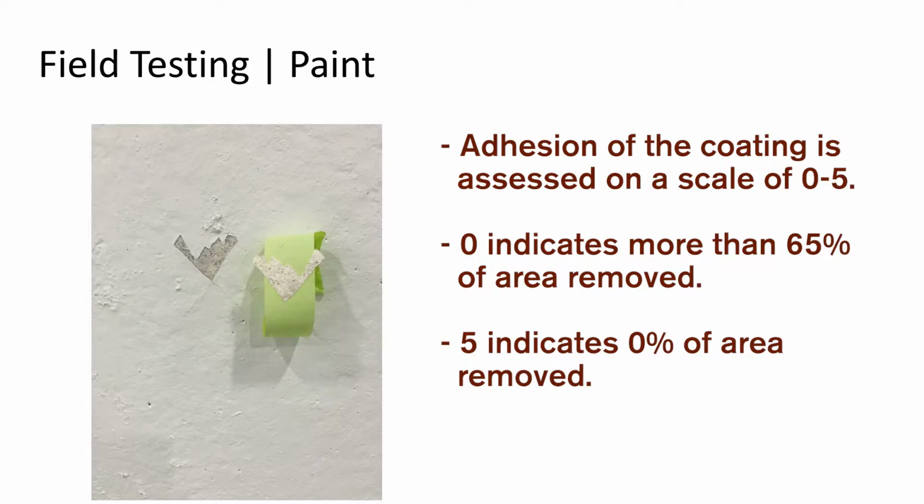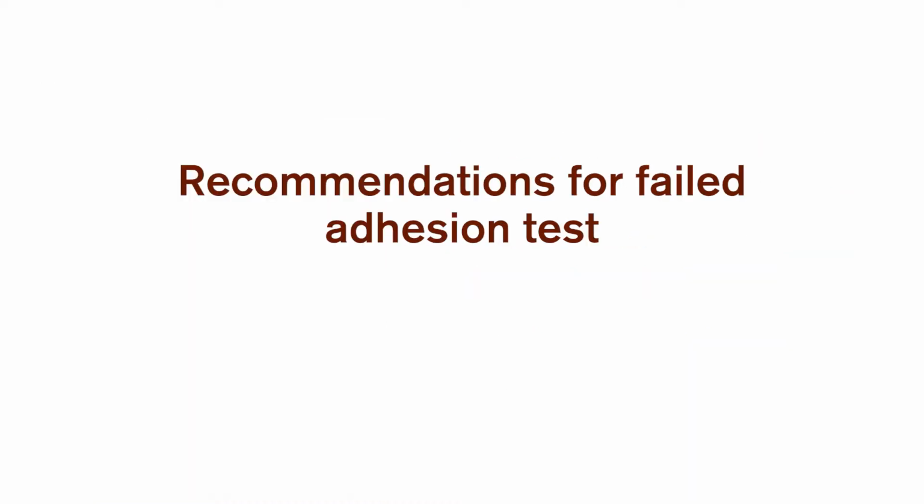Adhesion of the coating is assessed on a scale from 0 to 5, 0 being greater than 65% of the area removed, and 5 being 0% of the area removed. The adhesion test failed. What now?